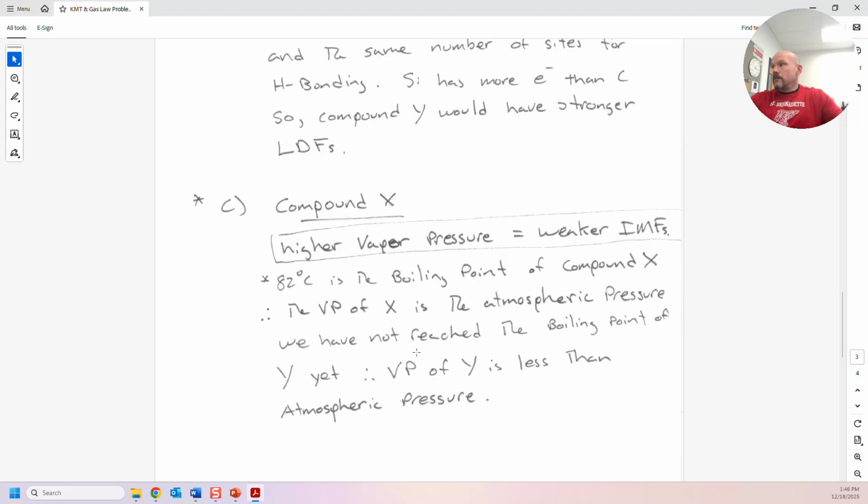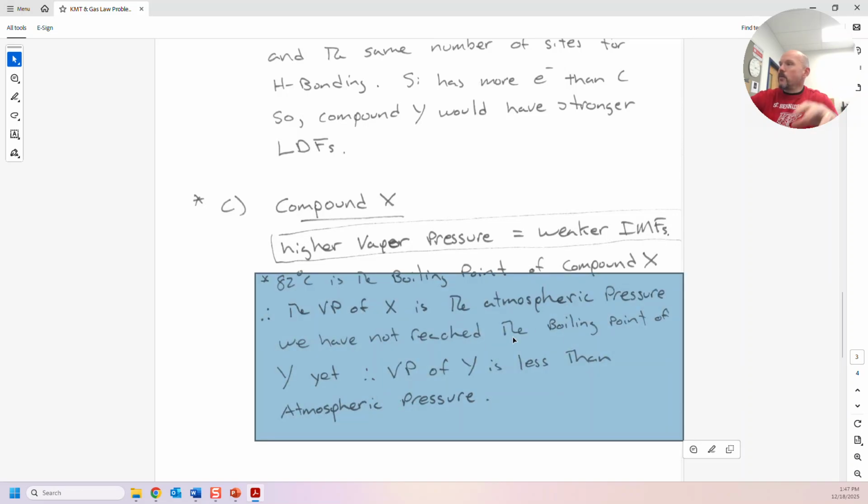So we know that compound Y would have a lower vapor pressure and compound X would have a higher vapor pressure. Okay, so that would be maybe another way to say it. This way, you have to explain, this would take a little bit more time to explain. So you really want to do the time-saving answer when you're taking the AP exam.